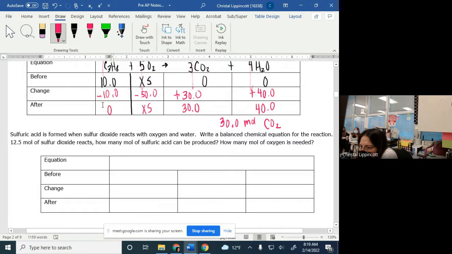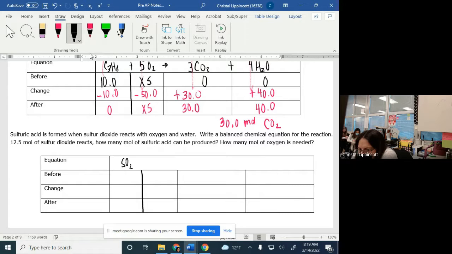They're not vinegar. What are they? All right, we have sulfuric acid being formed when sulfur dioxide, oxygen, and water react.